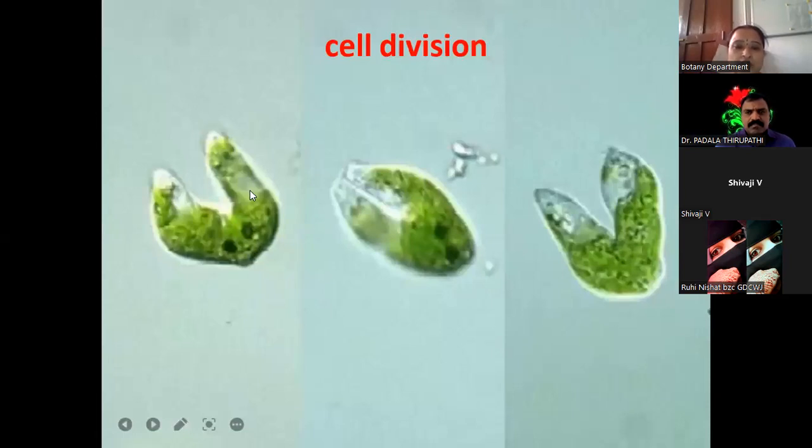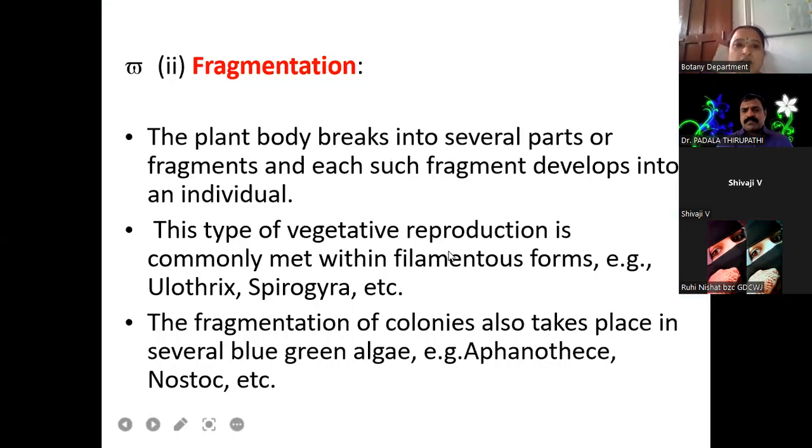This is the Euglena, and in this picture you can see cell division. This part separates to form a new thallus. And the second system is called fragmentation. The second vegetative reproductive method is called fragmentation.